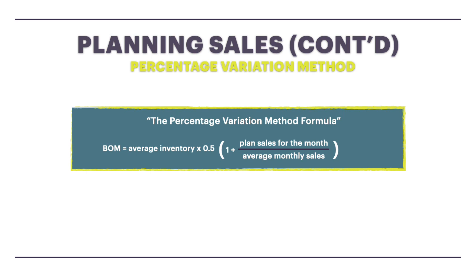So let's talk about the percentage variation method formula. In order to get BOM using this formula, you must take your average inventory multiplied by 0.5, and then you're going to take what's in the parentheses and work with that first. So you'll take 1 and add that to your planned sales for the month divided by your average monthly sales.